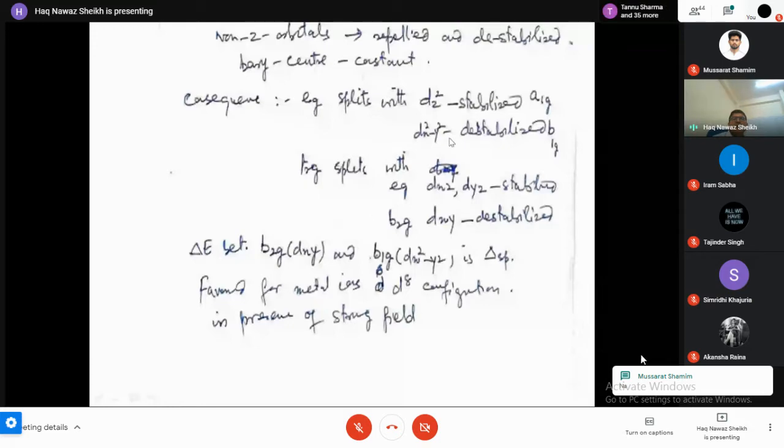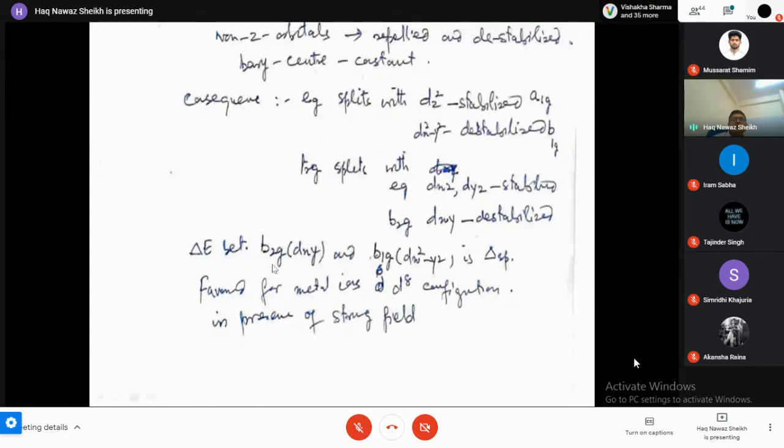T2g splits into a doublet. These orbitals are stabilized because the z direction feels less repulsion, so they are written as Eg, and dxy feels more repulsion. It's called B2g. So delta E, the energy difference between B2g and B1g, these two orbitals which are repelled, both of them are repelled.